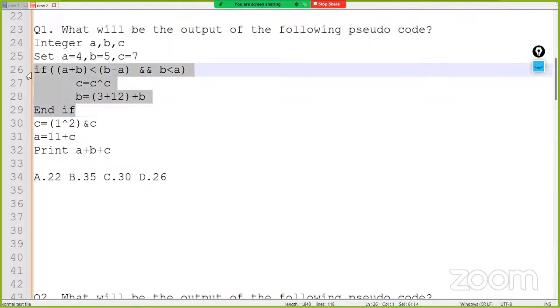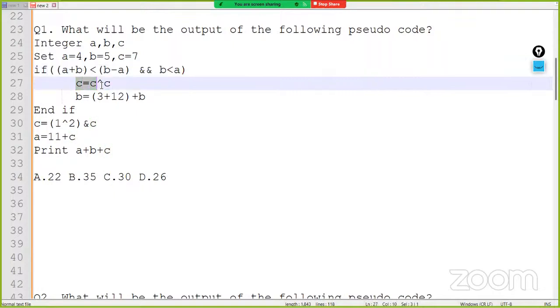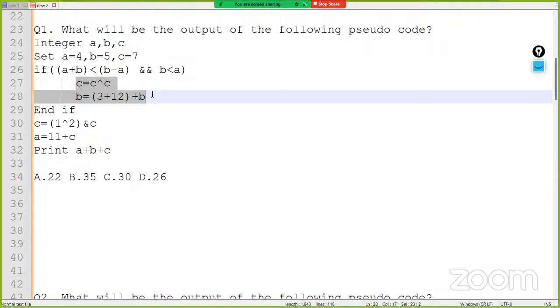Now, what is the meaning of this? The if has this condition. If this condition becomes true or false, these two statements are inside the if. Whether these statements are going to be executed or not depends completely on the condition of the if that we are going to run, and then we conclude with the answer.